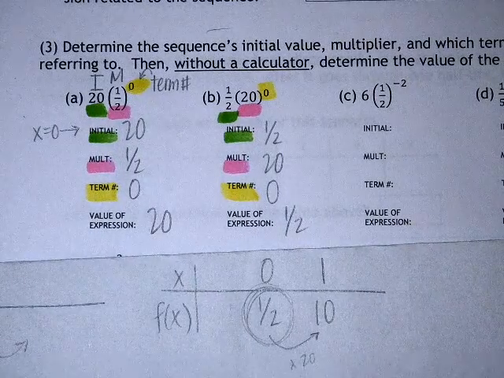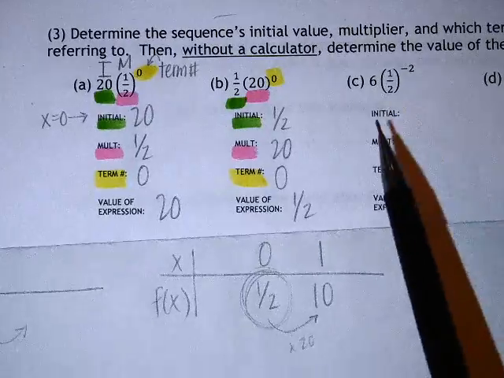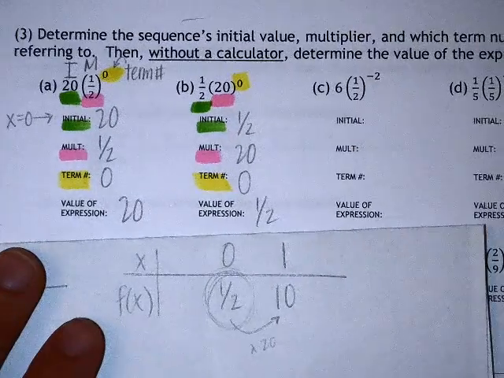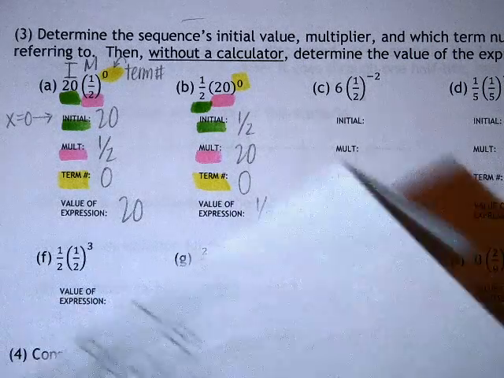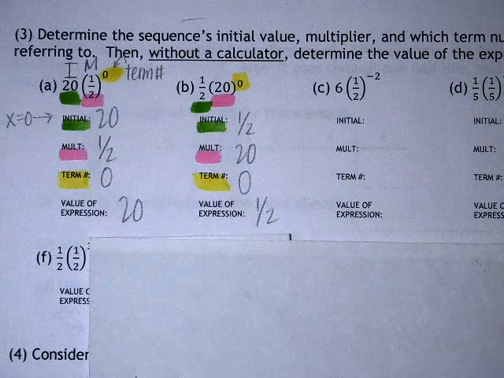By the time you get to something like letter C, the term number is going to get a little more interesting. So I'll do one more example with letter C so you can start to get the idea, and then I'll have you try to do some of these independently on your own.